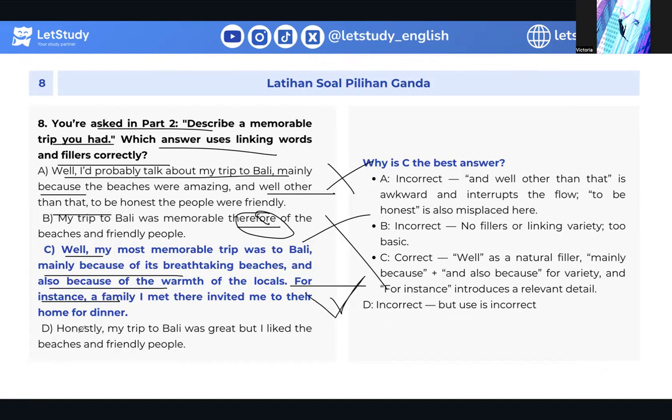Jadi, C itu benar. D. Honestly, my trip to Bali was great, but I like the beaches and friendly people. Harusnya ini "and" bukan "but", jadi salah.